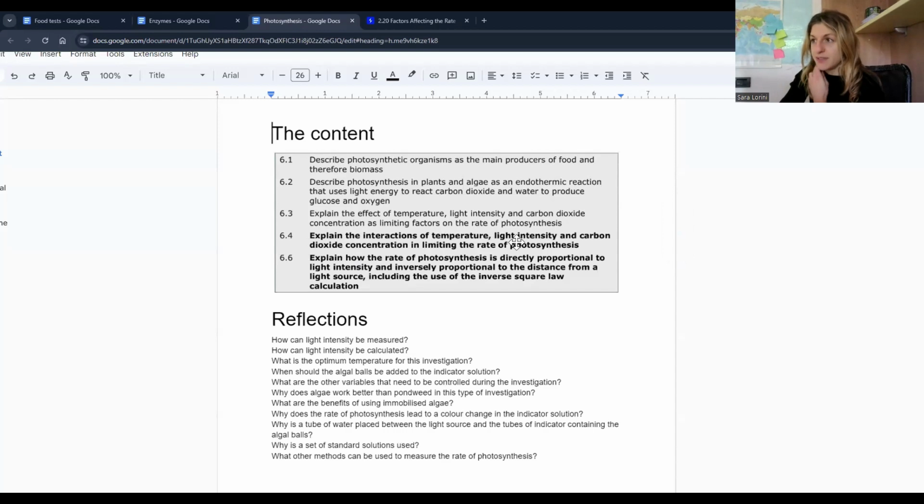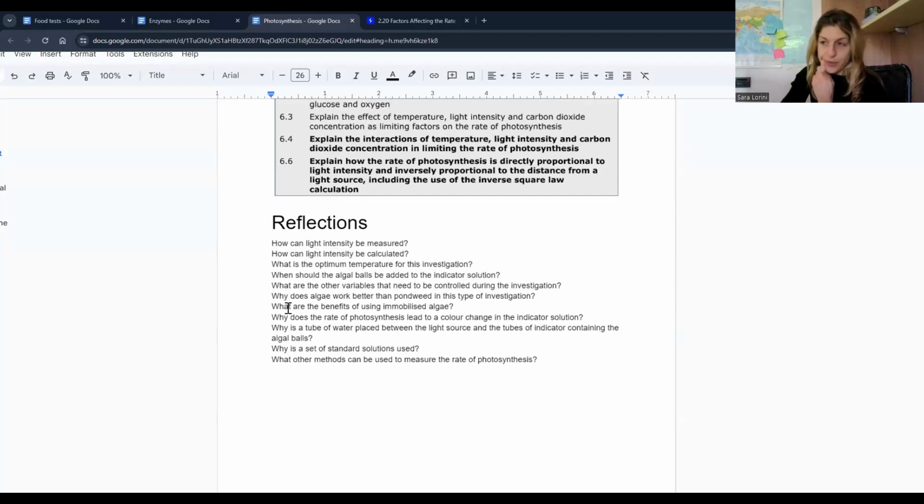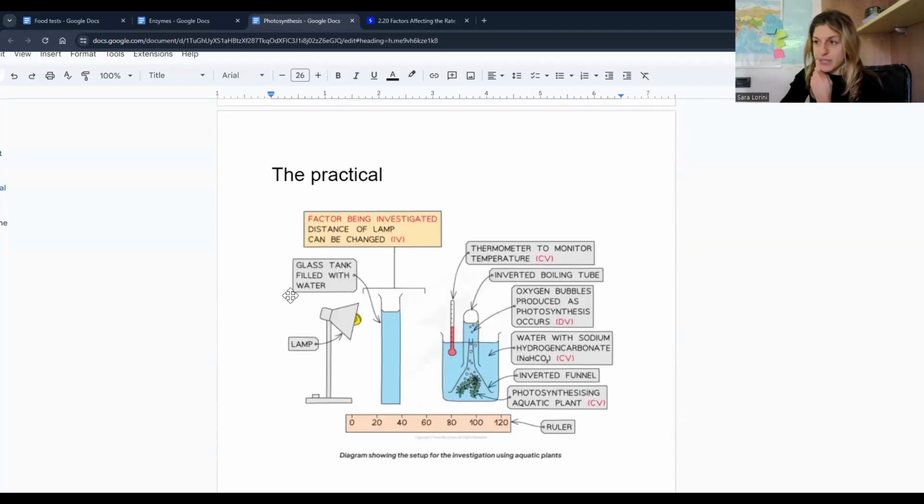The interaction of temperature, limiting the rate of photosynthesis, we will see in the practicals. And then directly proportional, inversely proportional, I think it's okay. We will see the diagrams, okay? Now, reflections, please go through them after you've revised this practical.